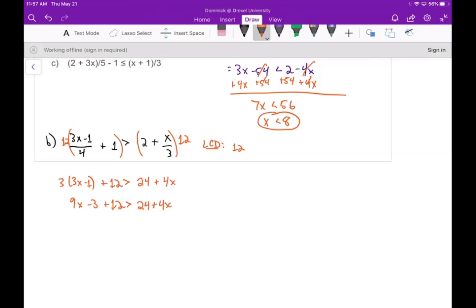So this becomes 9x plus 9 greater than 24 plus 4x. So we'll go ahead and move the 4x over, move the 9 over, and we get 5x greater than 15. So we get that x is greater than 3.